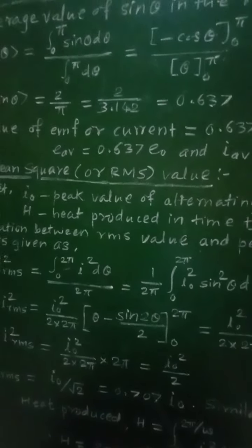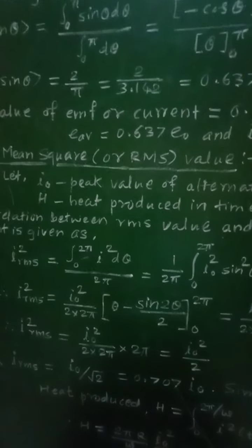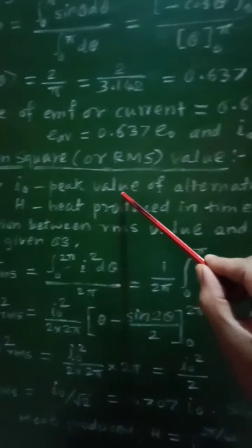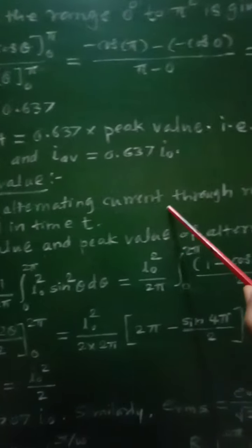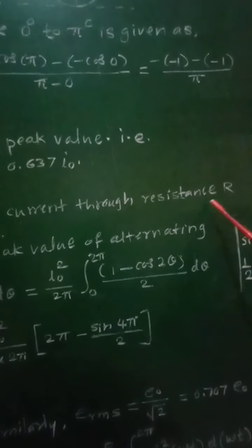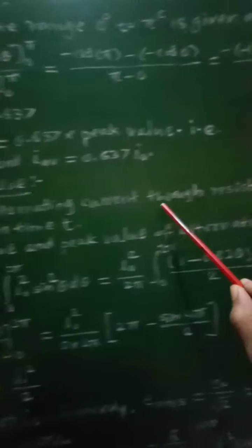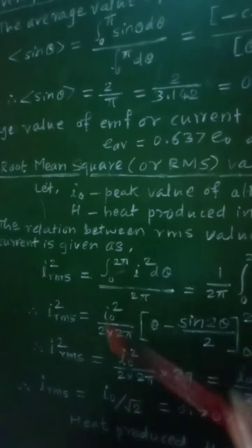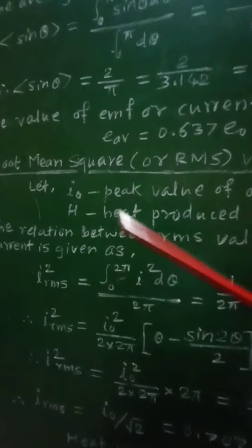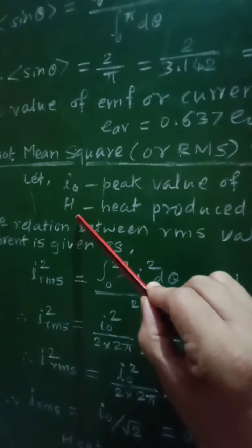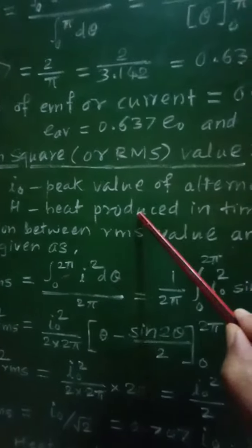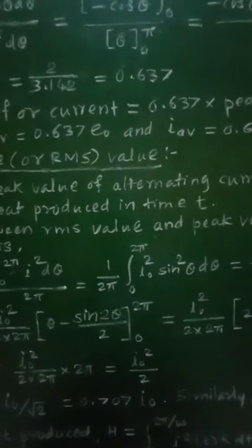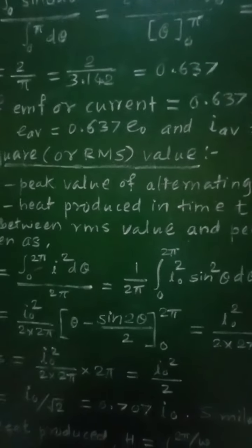Therefore, in order to obtain an expression for this RMS value of current, let us consider I0 as the peak value of alternating current flowing through any resistance R. So R is the resistance, through that resistance R the peak value of alternating current flowing is I0, and due to the flow of current the heat produced will be equal to H, that is H is the heat produced in the time interval T. So in any given time interval T, heat produced is equal to H.